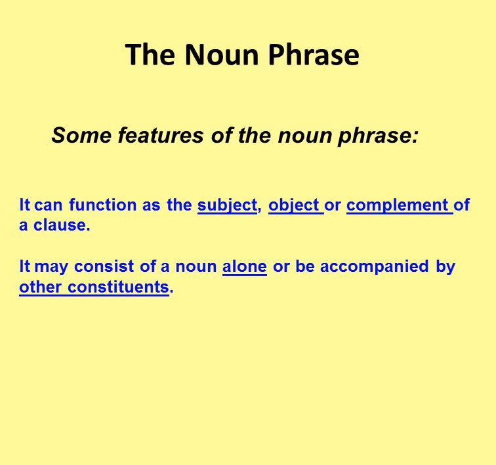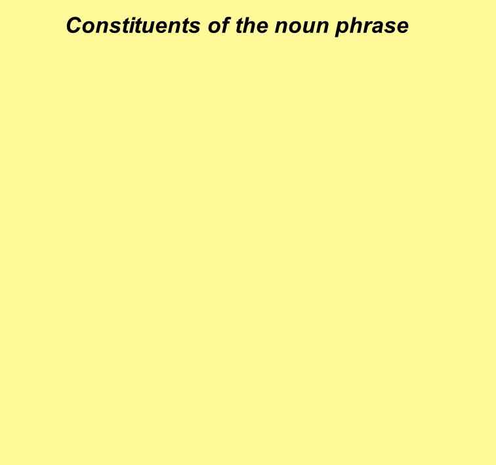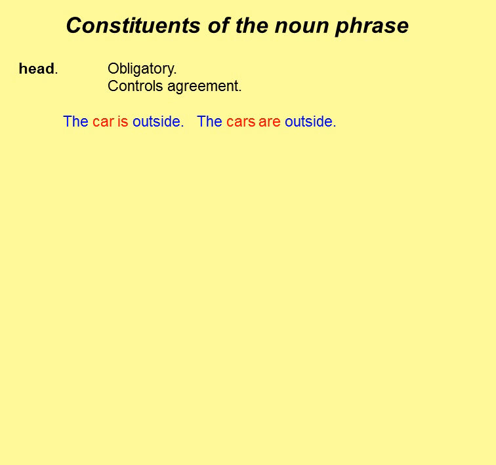And they can consist of a noun on its own, or they can have other constituents such as a prepositional phrase, etc. So, constituents of the noun phrase then, we need first of all the head. That's obligatory, we can't not have it, and the head is what controls the agreement with the verb. So what we mean by that, subject-verb agreement: if the head is singular, in this example car, the verb must also be singular, is. However, if the head is plural, cars, then we need a plural verb as well, are.